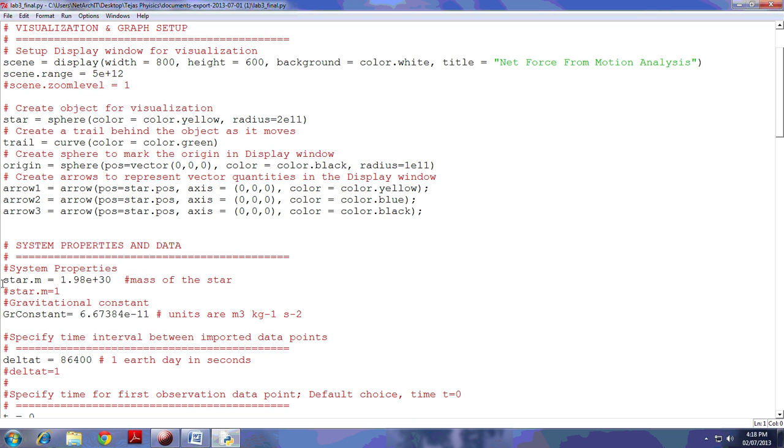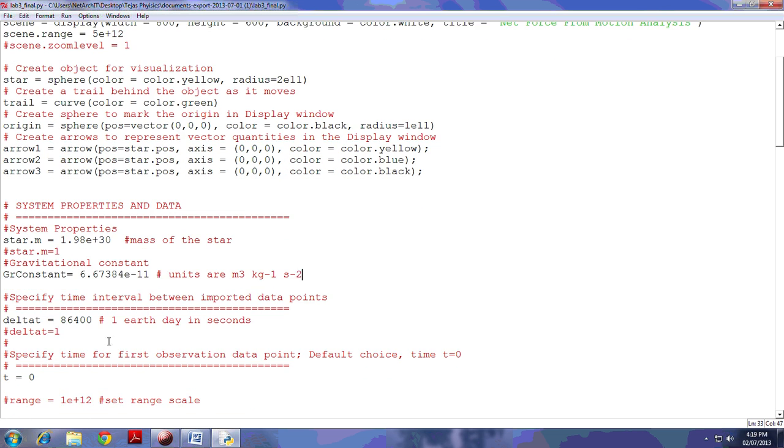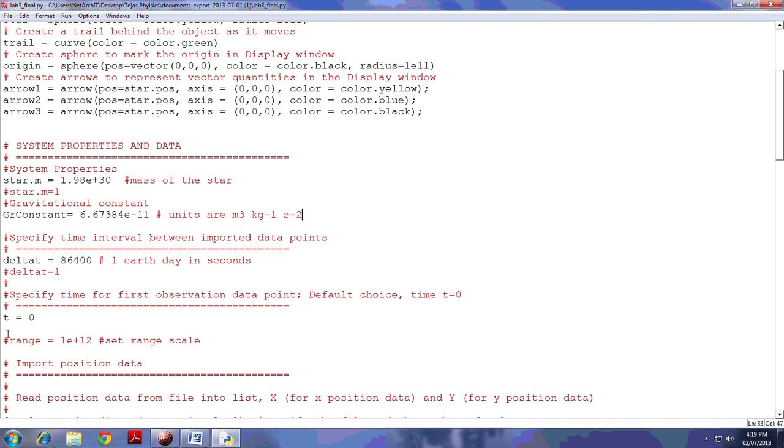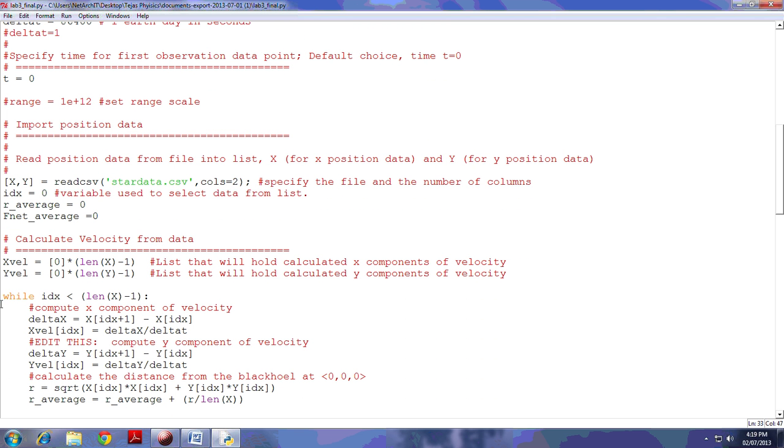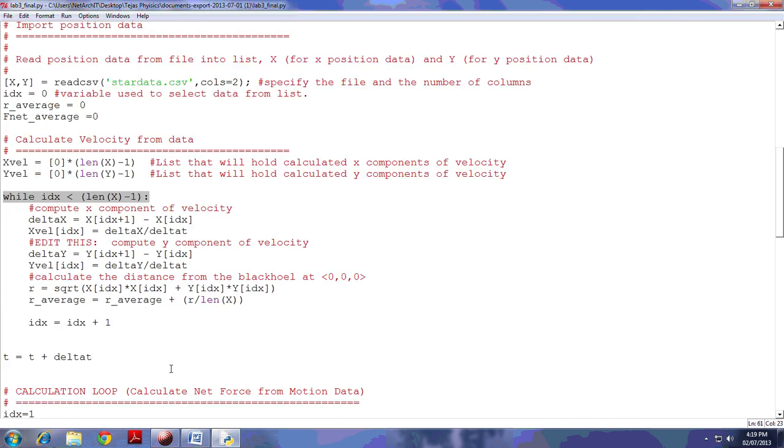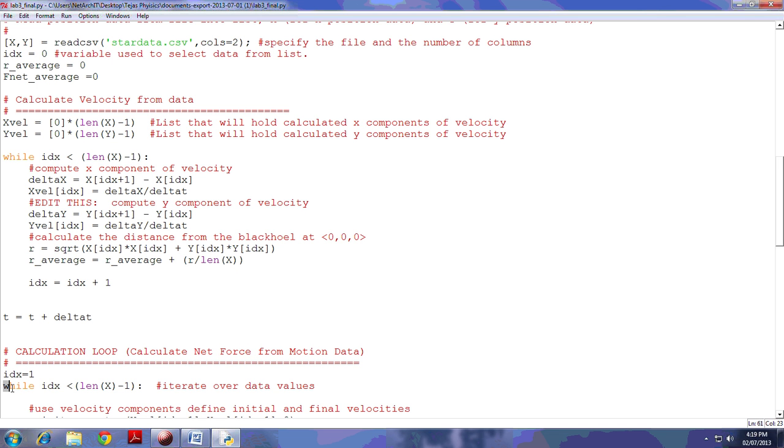So the star's mass is 1.98 × 10^30, and we figured out the gravitational constant right here. Delta T is 1 day, and the time we're starting at is 0 seconds. So the first while loop is here, and the second while loop is doing all the calculations.